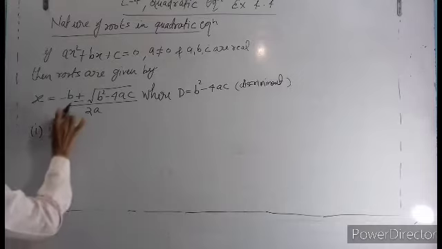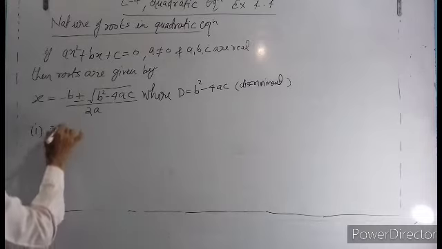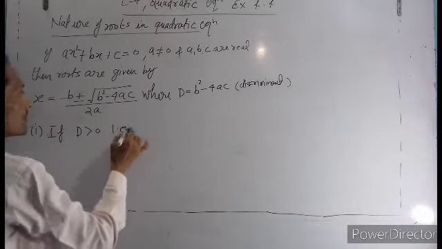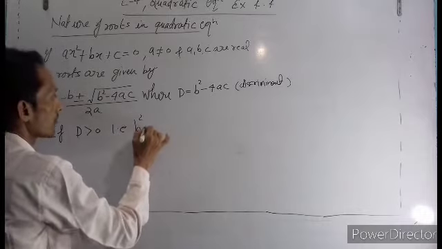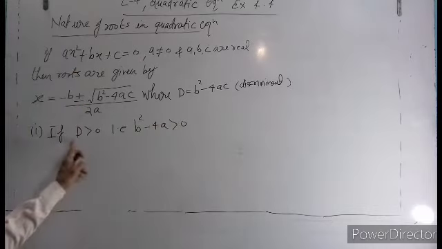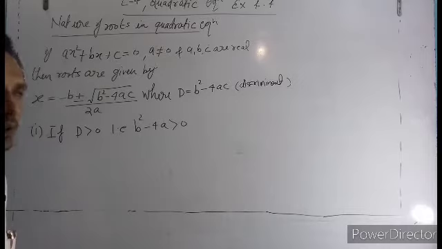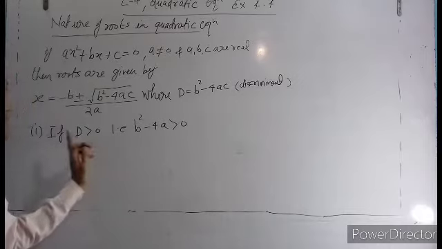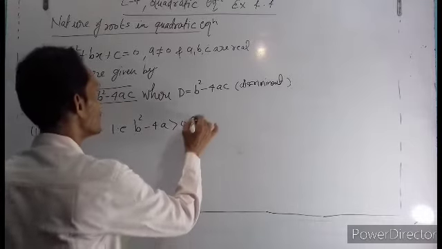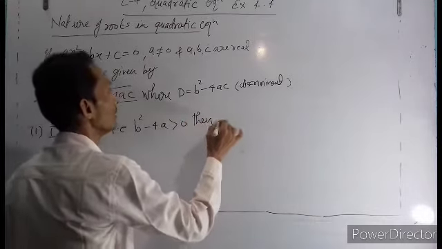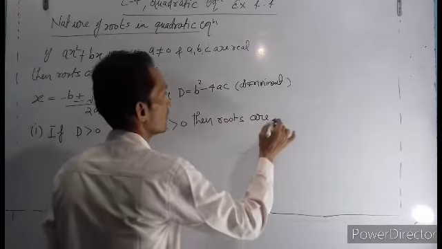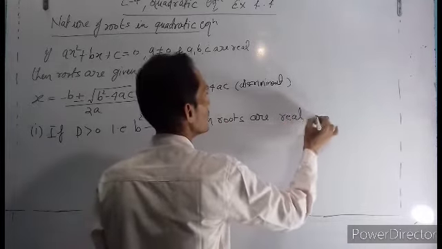If d is greater than 0, it means b square minus 4ac greater than 0. It means the discriminant is positive, any positive real number. If the discriminant is any positive real number, then the roots are real and different.